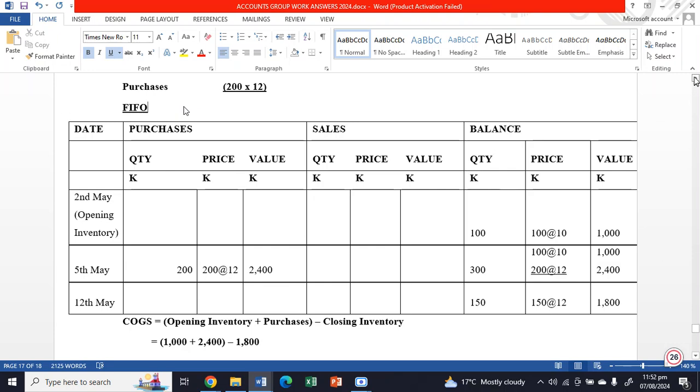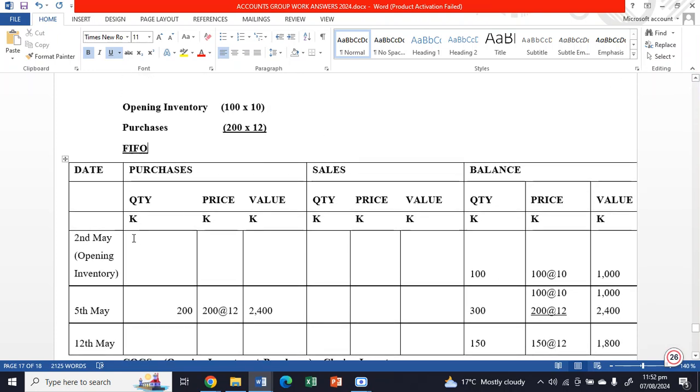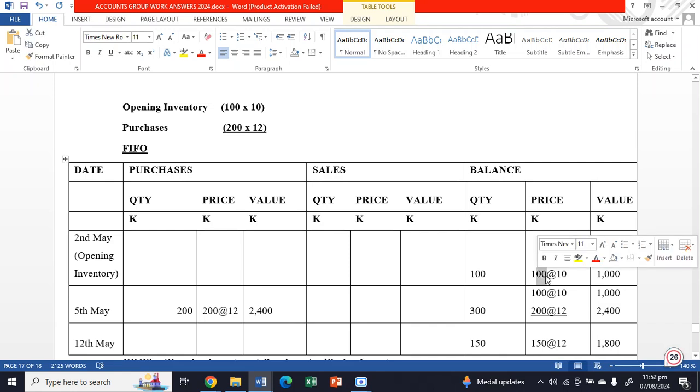So we've been told on 2nd May, we have opening inventory of 100 goods. We've got 100 goods in our shop. The value of each of the goods is 10 kwacha each. So the total value is 1,000 kwacha. This is the total value of our opening inventory, 1,000 kwacha. We just multiplied the quantity times price.